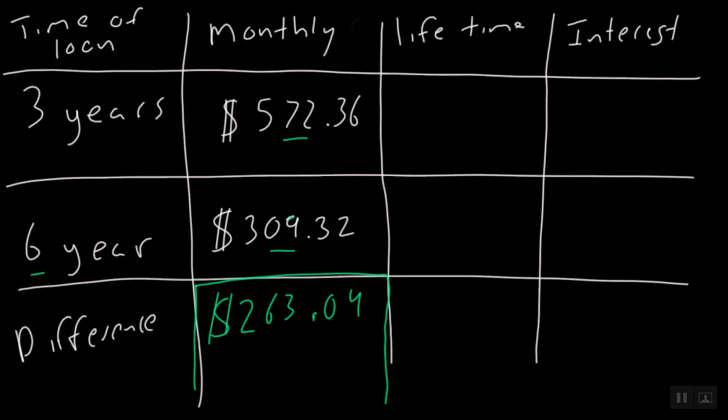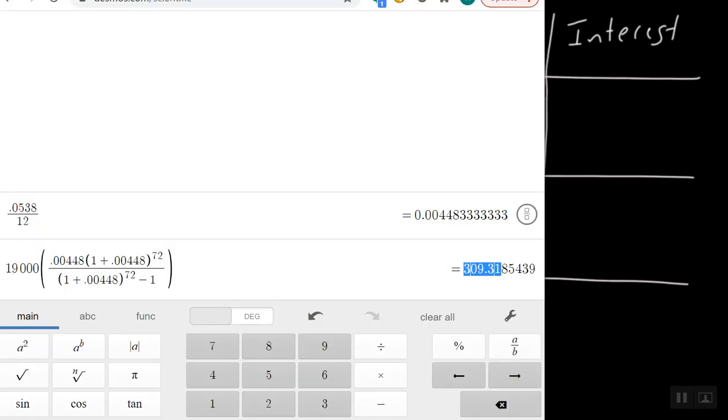So if you take this out for 3 years, you would pay $263.04 more per month. Or if you took it out for 6 years, you're essentially paying $263.04 less per month. It depends on how you're comparing them. But you might be thinking, well, wait a second, that sounds like a good deal. But what about over the lifetime of the loan? Well, what is 3 years? We know that 3 years is 36 months, okay? So we have to multiply $572.36 by 3 years.